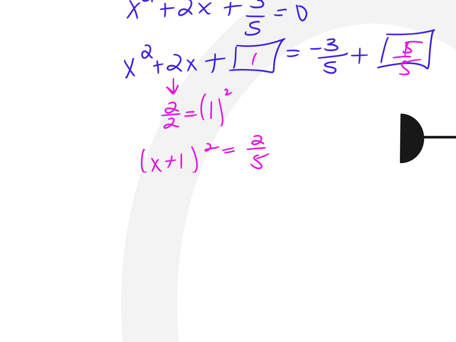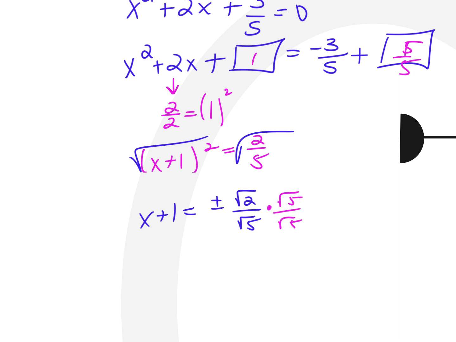Now what? Take the square root. Perfect. Guys, watch. X plus 1 equals, I have plus or minus. Do we know the square root of 2? No? Okay. Do we know the square root of 5? No. Before you do anything else, what do I have to take care of? Multiply the bottom by the square root of 5. I have to rationalize here. Good. So I have x plus 1 equals plus or minus the square root of 10 over 5.